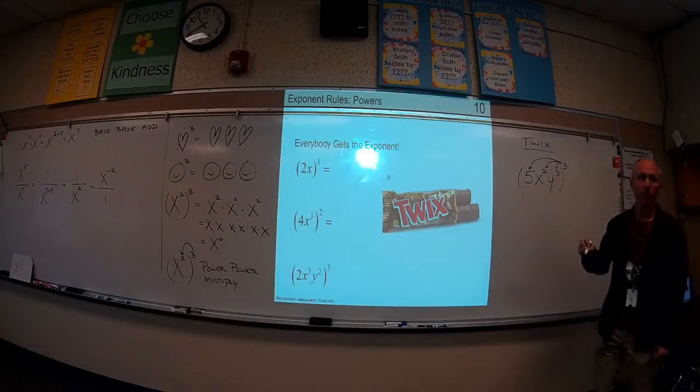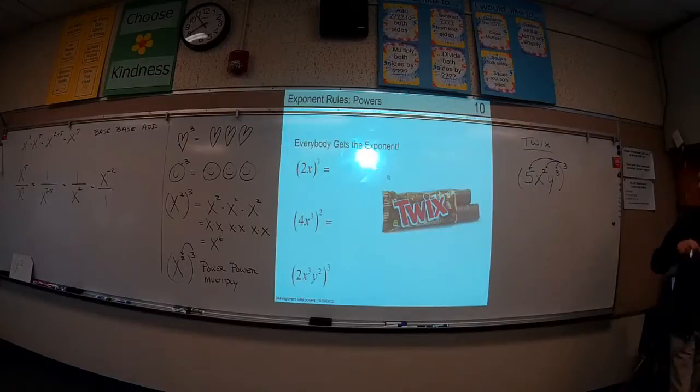Everybody gets the third. This is 5 to the third. This is x squared to the third. This is y to the third. It's 3 pieces in one.